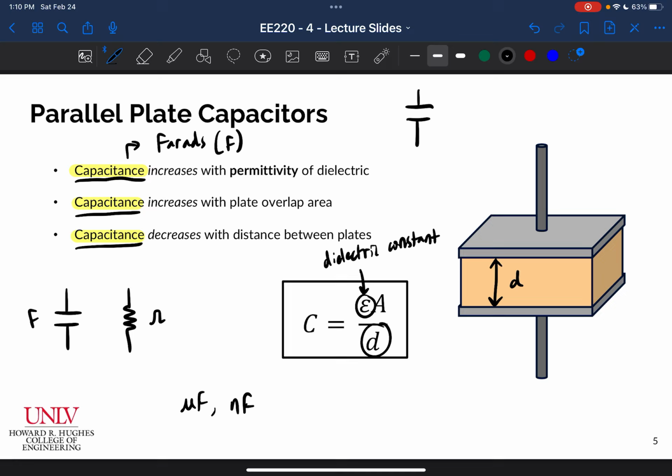So just note that typically when we see capacitors, they're going to be in the microfarad or the nanofarad range. Okay, so I'll go ahead and wrap this up, and in the next video, I'm going to talk about the IV relationship for capacitors.